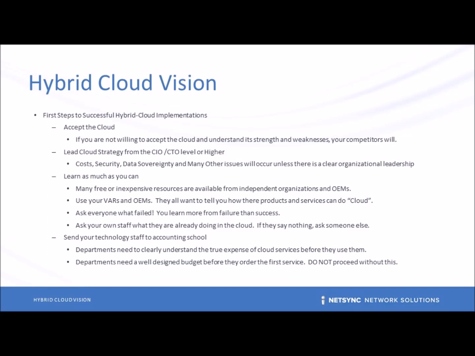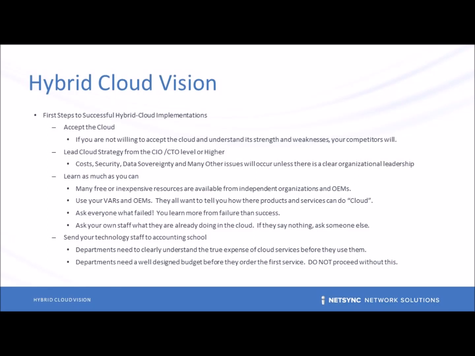Ask your own staff what they're already doing in the cloud. If they say they're not doing anything, ask someone else. This is true. Most organizations that I've come across, especially large ones, are already in the cloud, and if you don't know it, they're just not telling you. And they're doing it usually for a few reasons. One, they just don't want to deal with the IT process, or maybe they thought the cloud was neat. We have seen some where they just signed up for a cloud and started building their own applications. So the cloud is something you want to embrace. It's very difficult to defend against it. You want to embrace it and go ahead and accept it.